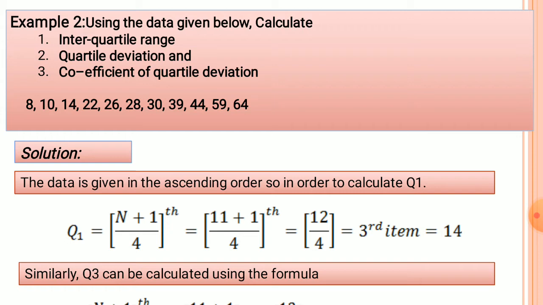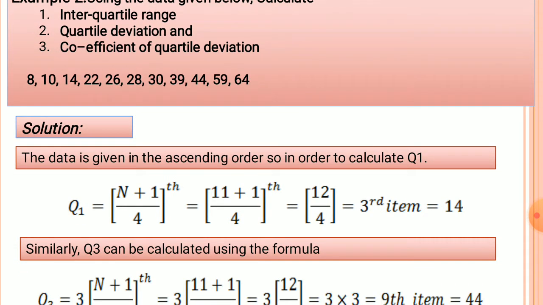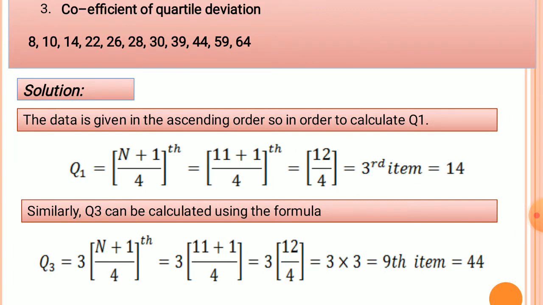So 8, 10, 14, 22. Here the values are given in ascending order, so there is no need to arrange them, because it is already in ascending order. In order to calculate Q1, it is equal to (n plus 1) by 4th item. N, the number of observations, is 11. 11 plus 1 by 4 is equal to 12 by 4. Therefore 4 ones are 4, 3s are 12, therefore the third item is equal to 14.